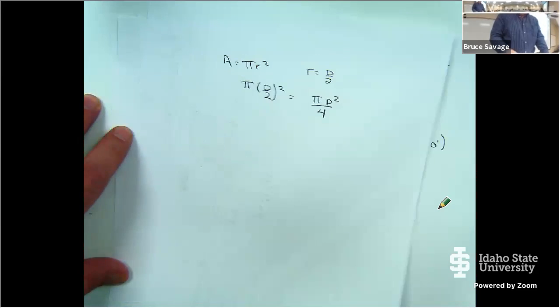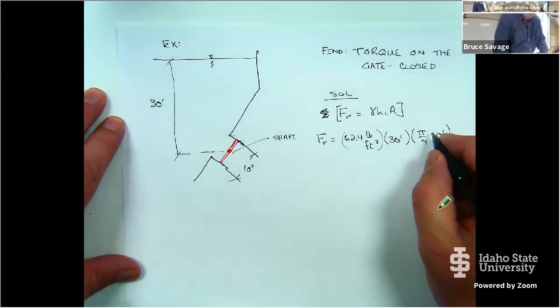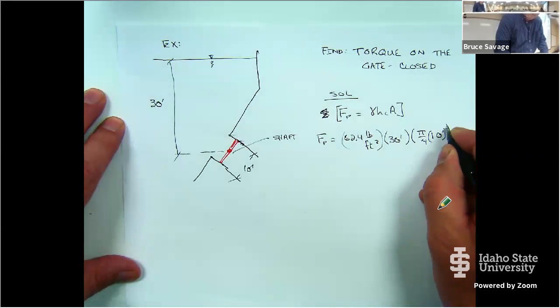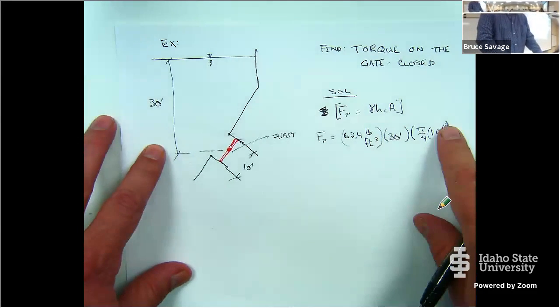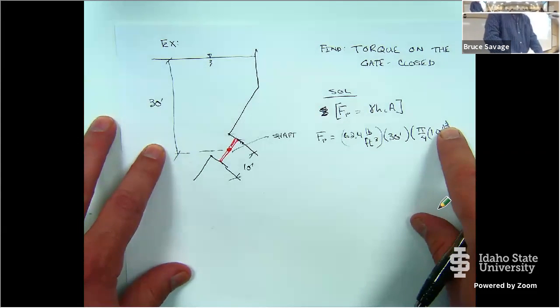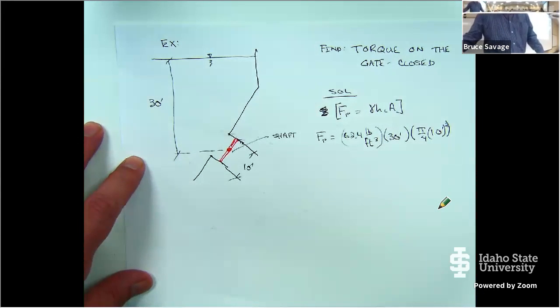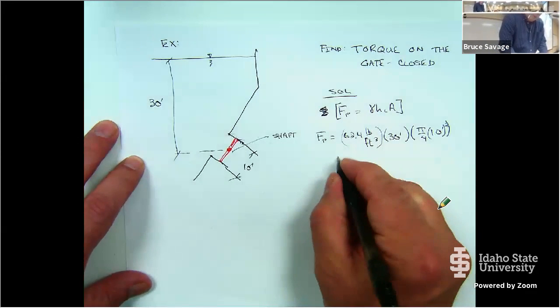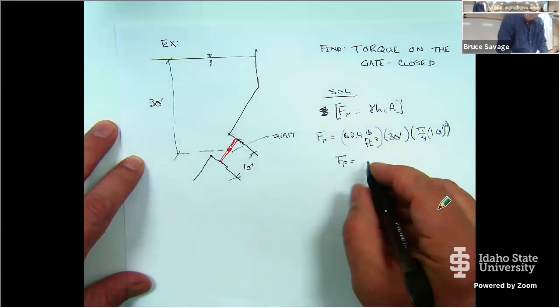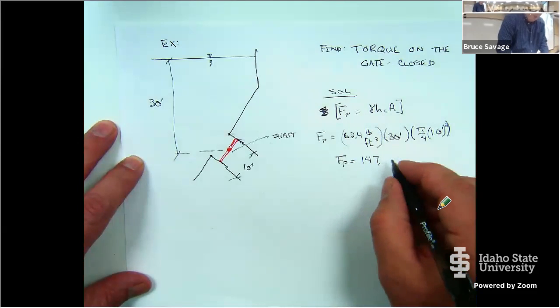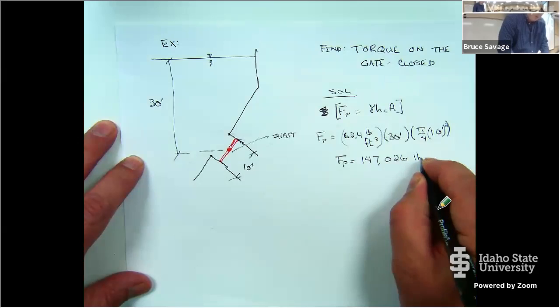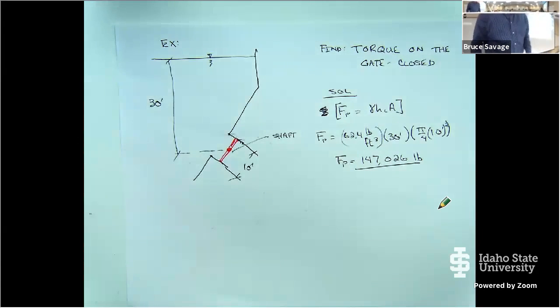In this case, it's a 10-foot pipe. So pi divided by 4 times 10 feet squared. Sorry, I've got my squared down there a little small, so make sure you get that little square right there. Okay. So now I can go ahead and calculate that. And when I calculate that, my pressure force becomes 147,026 pounds. Right? So that's my pressure force, simple enough.